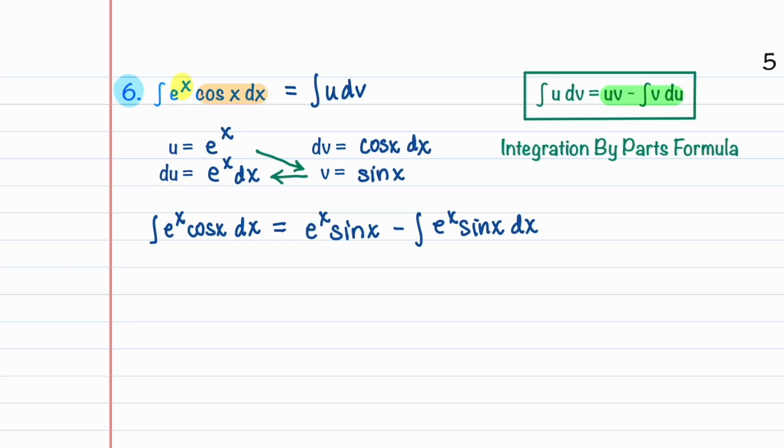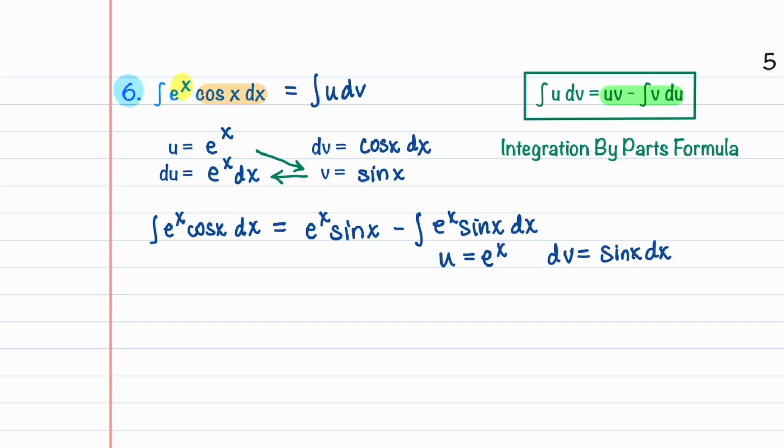Now I want you to notice that we have an integral that looks very similar to the one that we started with. What we have to do is use integration by parts again, and here's the super important part. You need to make sure to choose u to be the same function that you chose originally, either the exponential or the trig. We chose it to be the exponential, so we're going to again let u be e to the x, and then dv is sine x dx.